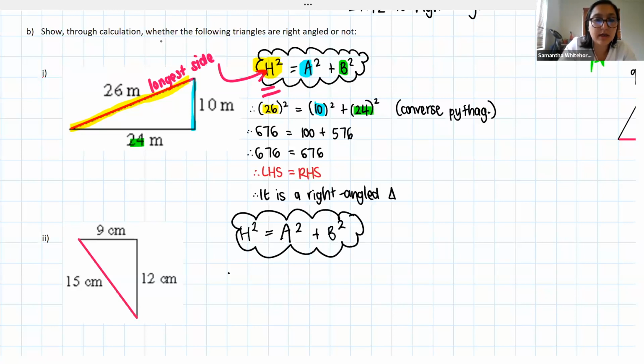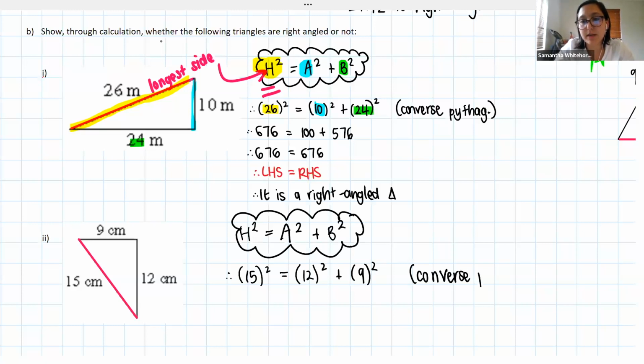Right, longest side, 15. So 15 squared is equal to 12 squared plus 9 squared. If you said 9 squared plus 12 squared, that's fine. You have to put the reason. If you don't put the reason, yes, you will lose marks. Converse Pythag.